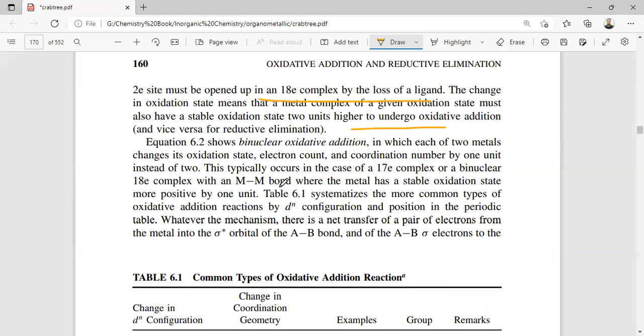So this typically occurs in the case of a 17 electron complex or a binuclear 18 electron complex with an M-M bond, where the metal has a stable oxidation state more positive by 1 unit. So binuclear oxidative addition happens when the metal is a 17 electron complex, or the metal is an 18 electron complex and a metal-metal bond is formed. So the metal has only a one unit more positive stable oxidation state. At that time this happens.